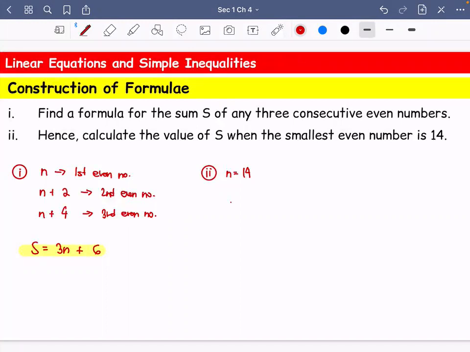How do we calculate S? So S is equal to 3n plus 6. So we just plug in 14 here. So S is equal to 3 times 14 plus 6. So what is the value of S? So your answer is 48. So that's your answer.